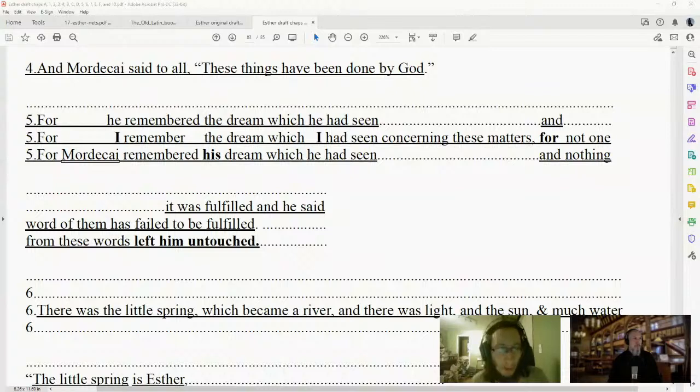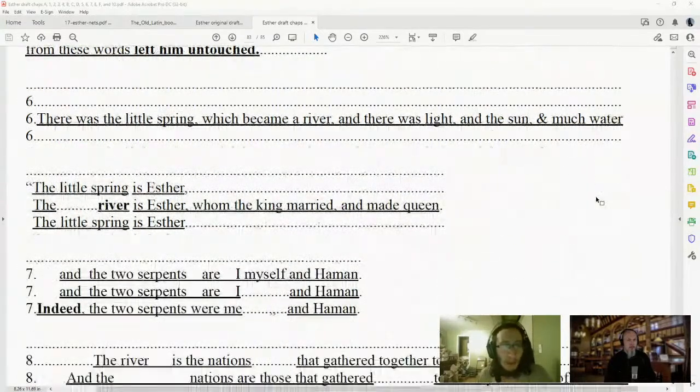So the Temple Scroll, with the shorter reading of the pronoun my, me, and I, is more likely to be the original. And this phenomenon, like I said, occurs in other books of the Old Testament as well in certain variants. So here we have that pronoun difference. Now, verse 6, you see, there was the little spring which became a river, and there was light and the sun and much water. That is not in the other versions, not in the other 2 versions.